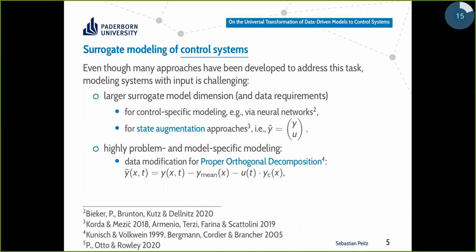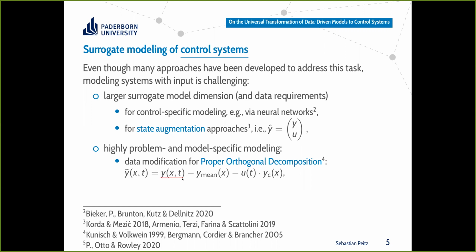And the second problem is that modeling is usually very problem and even model specific. So if you take proper orthogonal decomposition, for example, I'm not going into the details how this works, but many of you will know this. What you usually do is you collect snapshot data of your high dimensional system, and then you use this data to compute a low dimensional linear subspace on which you can project your system efficiently. And then you take this subspace and project your equations onto the subspace, and then you have a low dimensional model.